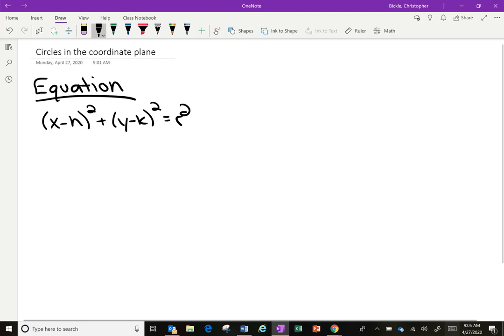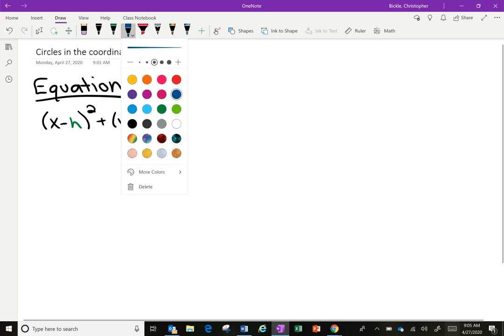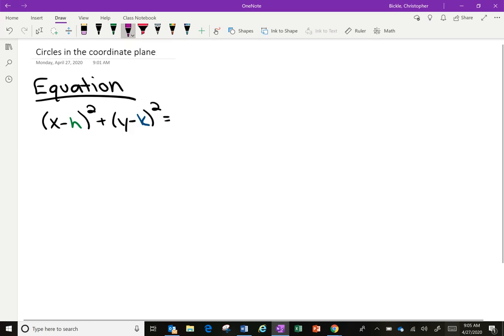So when we define these, we actually define the point h, k. Let me go ahead and do it this way. I'm just changing colors, so don't worry about erasing anything. And then let's make r that purple.